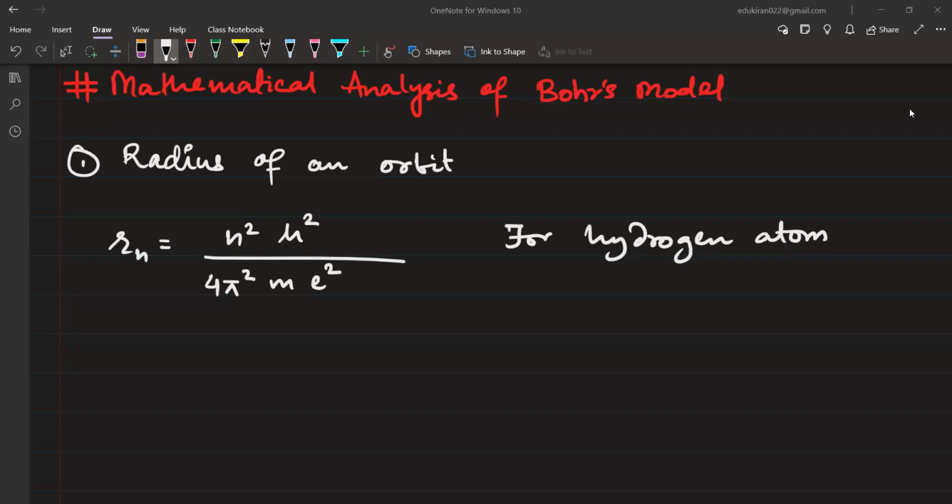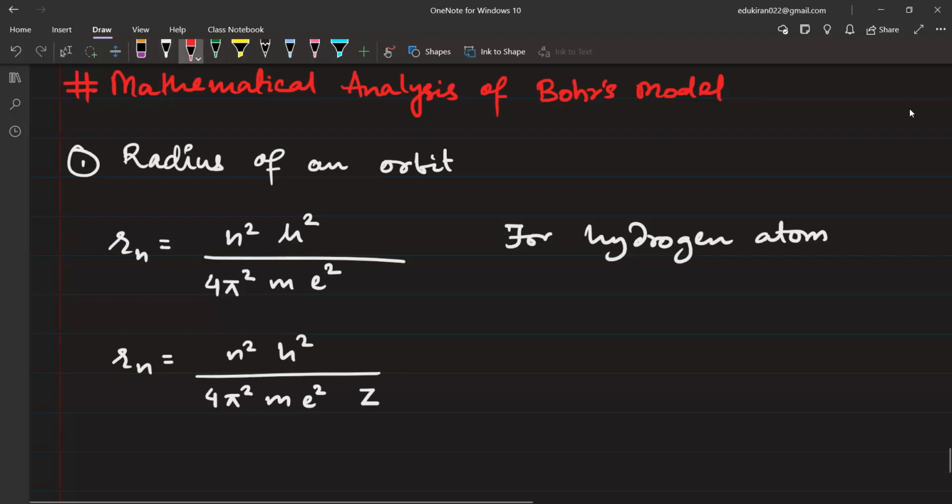ठीक है, तो समझाने के लिए orbit is good, ना? That is why it was taken. And this model is considered to be very near to the reality, because all the calculation of the radius of an orbit and everything was quite good. Okay, so radius of an orbit for hydrogen atom is this much, and radius of the orbit for any other atom will be n square h square divided by 4 pi square m e square multiplied by Z.